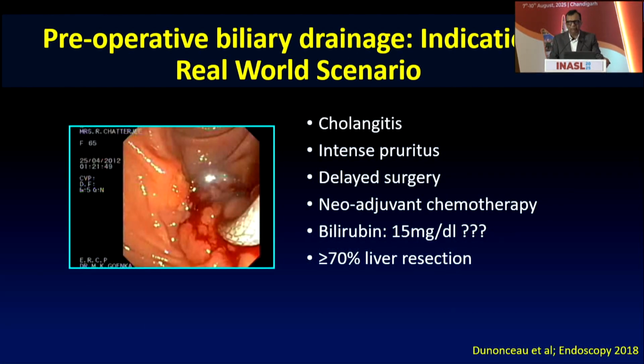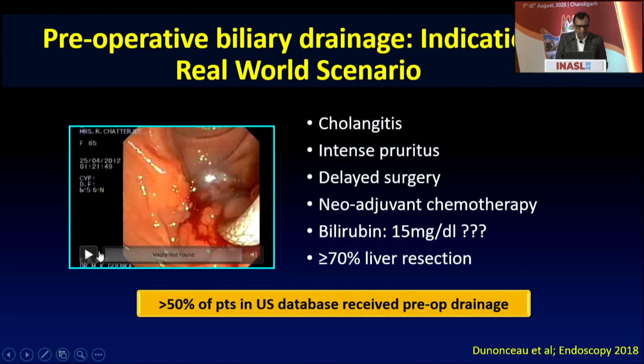Preoperative biliary drainage: we always say that it is not to be done, it doesn't help. But real-time data shows that more than 50% of the patients in the US database received preoperative drainage. This is a cruel fact of life. This may be for cholangitis, intense pruritus, delayed surgery, or neoadjuvant chemotherapy. Some people will do it for a high bilirubin value and when planning a more than 70% liver resection.